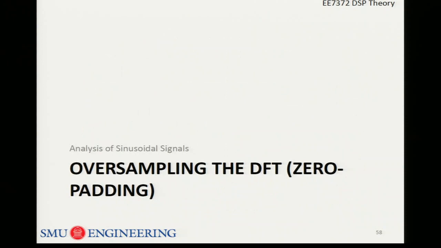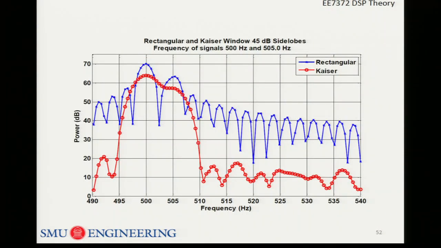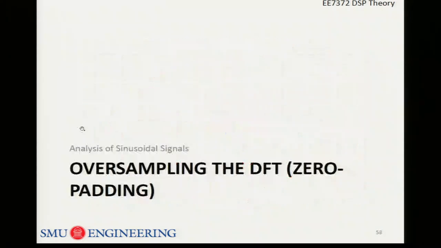So bottom line is, typically what you try to do is get the best of both worlds. You collect enough data that when you window it, you still get the resolution that you need. Then you live with the side lobes and you can still get there. So I think we'll talk a little bit about oversampling the DFT with zero padding. That's our next topic. Okay.